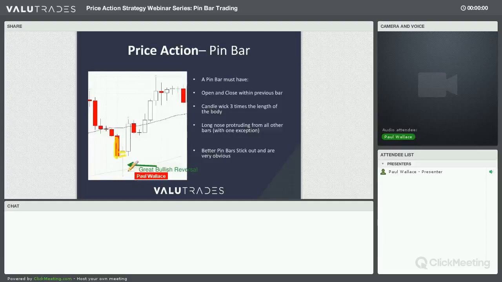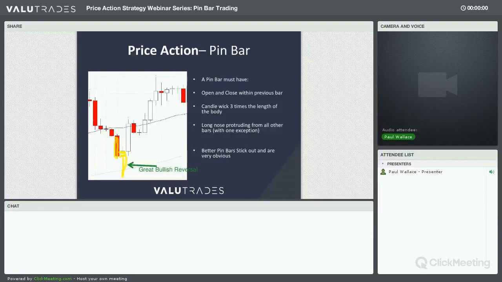Furthermore, what you'll see is the candle wick. We like that to be 2 to 3 times the length of the body. Hopefully you can see there's a long wick there and a small body here, and that's what we're looking for. And ideally we want to see that long nose, that Pinocchio nose, protruding out from all the other bars. That's what we're looking to do.